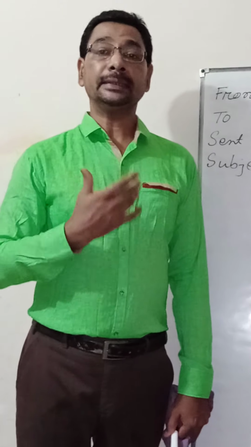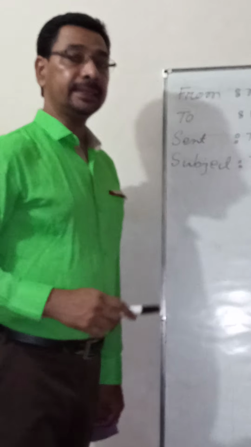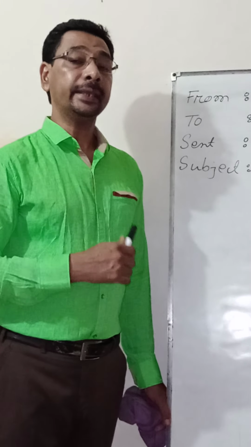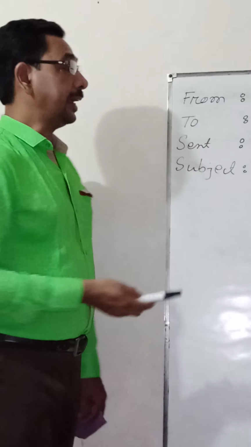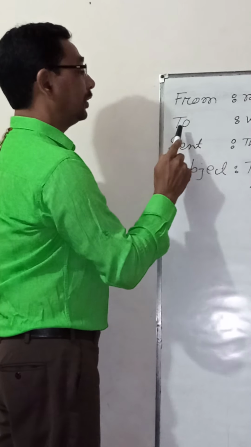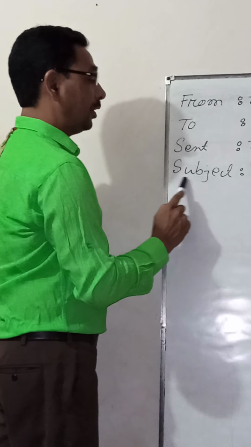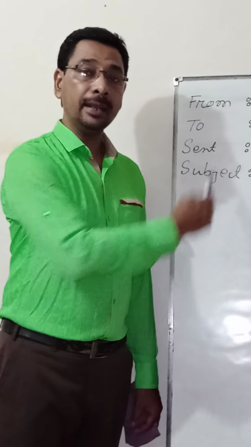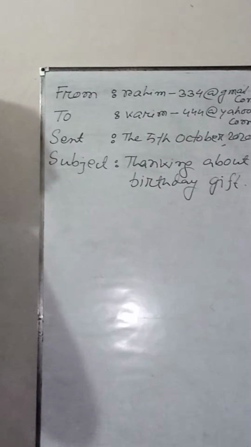Firstly, you have to write the email address well. If you don't write the email address correctly, this is quite wrong. So you have to be careful when writing the email address. I'm repeating again: From is the sender, and To is the recipient. Then you have to write the date. Then you have to write the subject. You have to write an email according to these steps. You have to memorize this: From, To, Sent, and Subject.